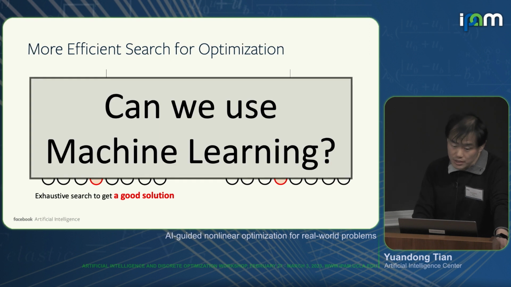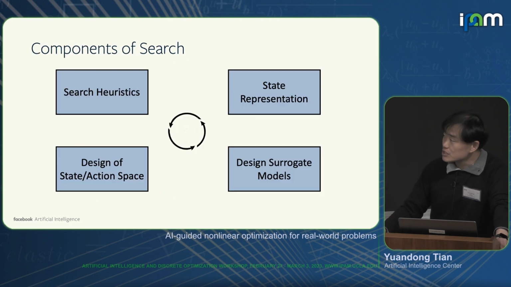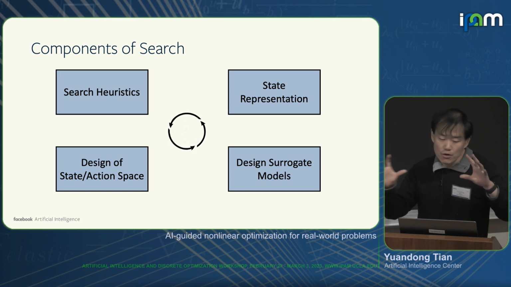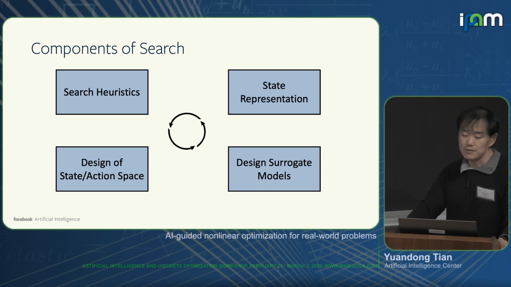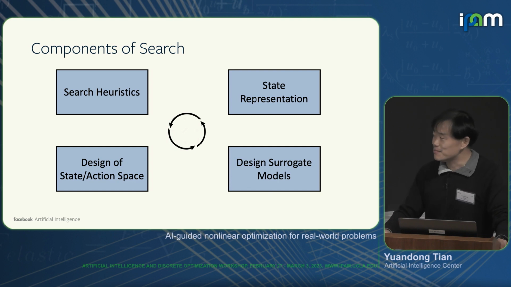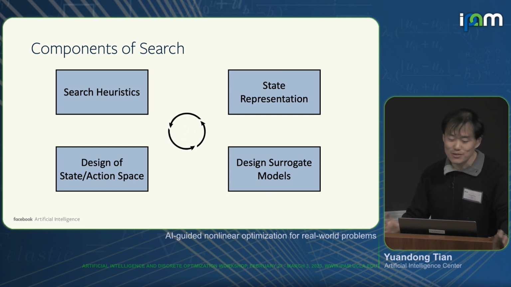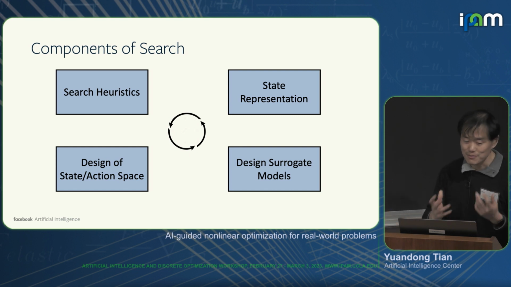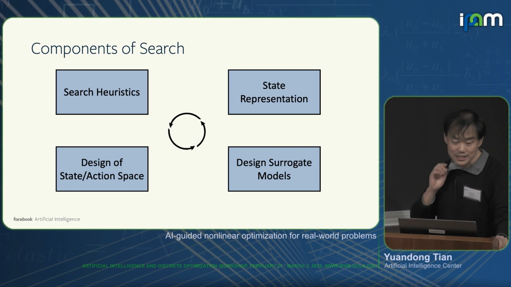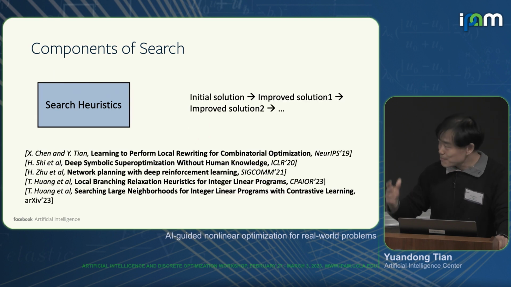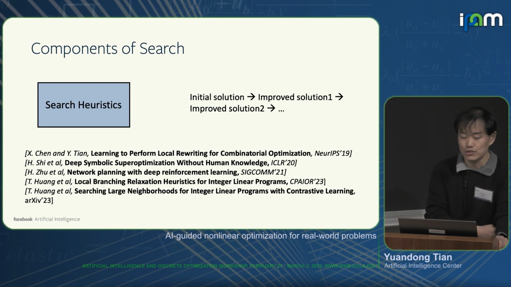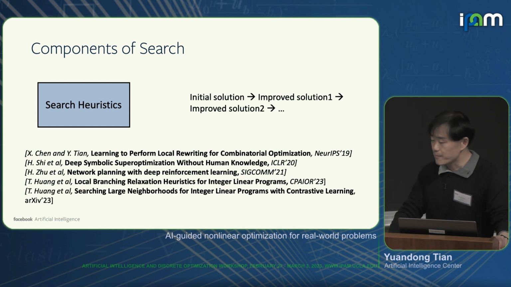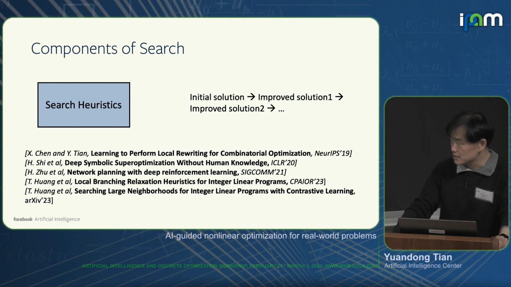That's basically the motivation. But if we think from the direction of search, there are a lot of components in search that can be replaced by machine learning models. Here I list a few different components that can be replaced or improved by machine learning techniques. For example, you have the search heuristics. In that part, we have a lot of work along that line to improve the search heuristic in order to get better solutions for hard optimization problems.